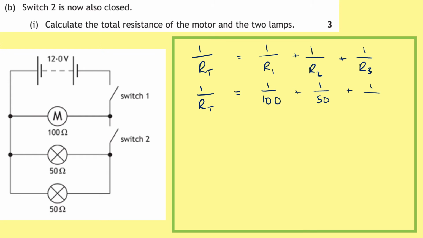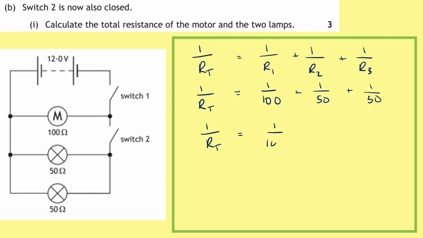plus 1 over 50. Now we need to make our denominators the same if we go through the fractions method. You could just pop this into a calculator if you wanted to, but I'm going to show you how to use your fractions. So left-hand side stays the same, 1 over RT. We need to look at our denominators and decide on a number that we can use there. So we need a number that will divide by all 3 of our denominators that we've already got. I'm going to choose 100 because we've already got one denominator that looks like that.